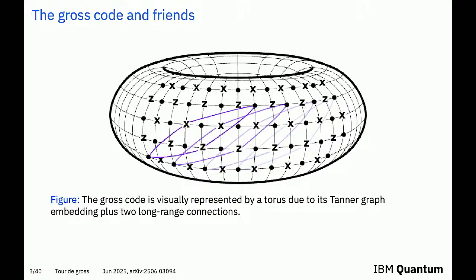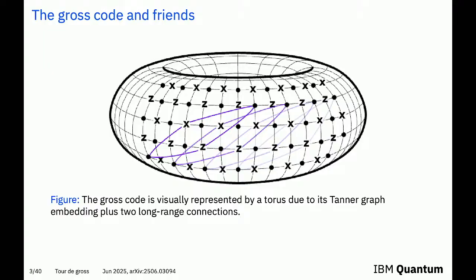The gross code can be visually represented by its Tanner graph, which can be embedded in a torus. Here we have all the syndrome checks represented by these Z's and X's, and they are nearest neighbor except for 2 long-range connections, which are depicted here in purple for a few of them. And it's exactly these long-range connections that have made these LDPC codes hard to implement in these kinds of superconducting architectures.